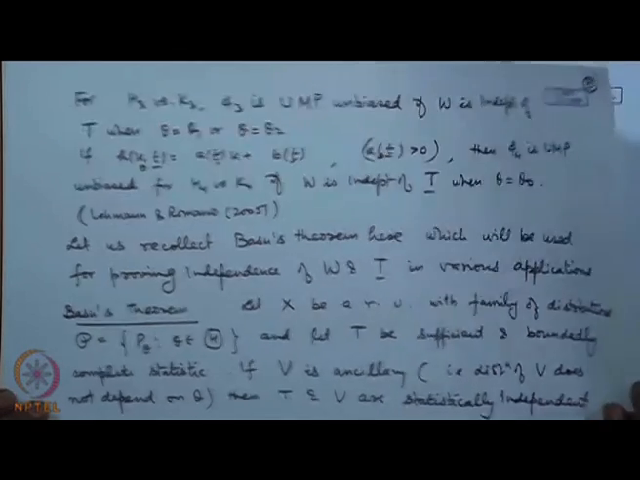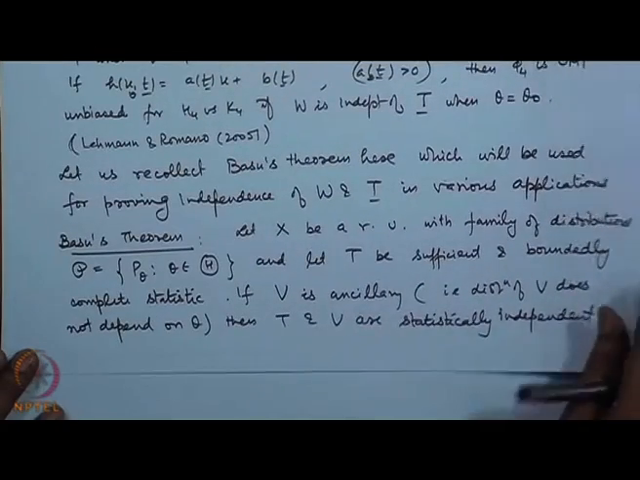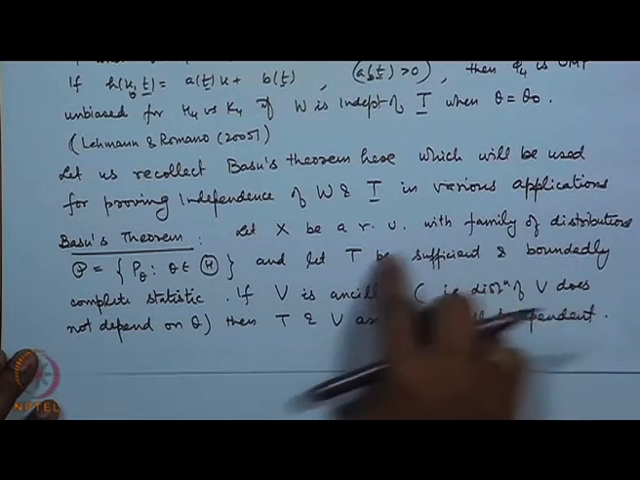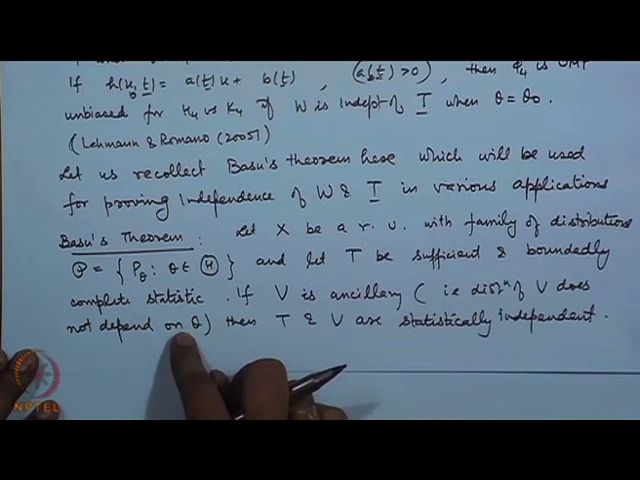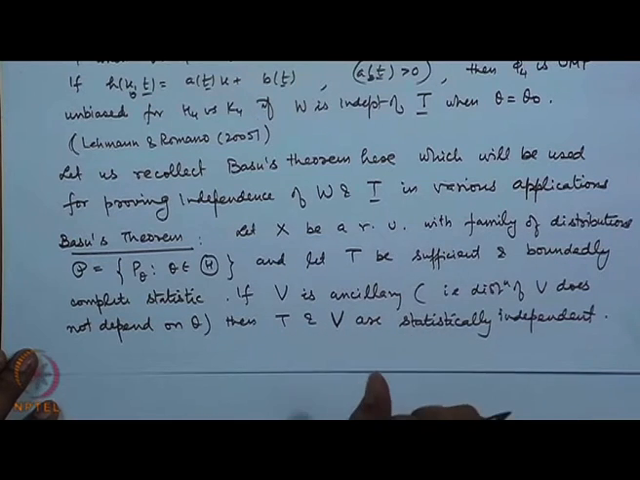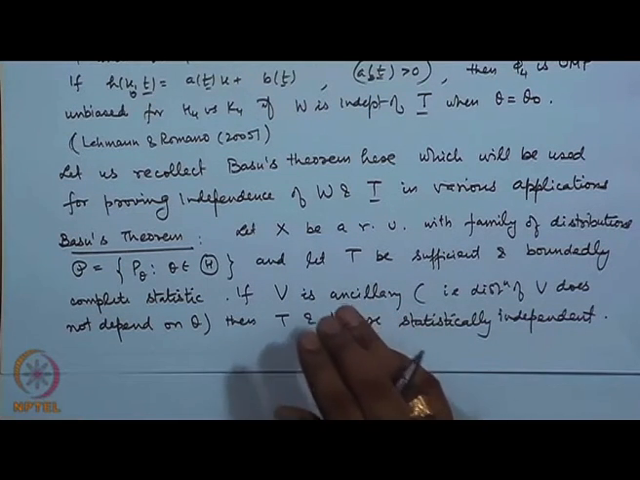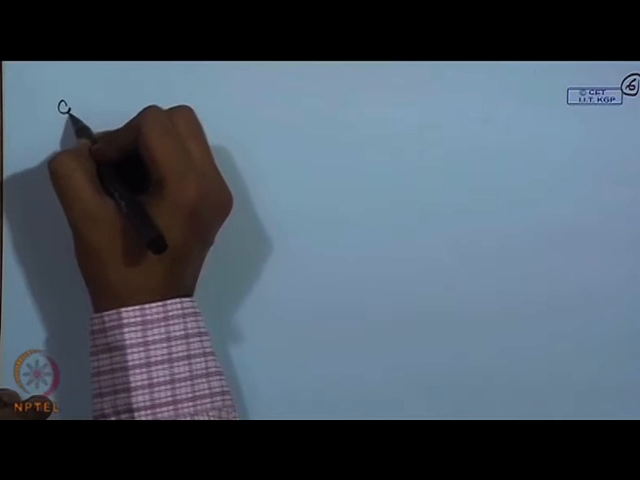So, what is important is that we should have one sufficient and complete or sufficient and boundedly complete statistic, and another one should have a distribution free from the parameters. If that happens, then T and V are statistically independent. So, in general we will try that W should be complete and sufficient, and then T should become ancillary or vice versa. As a corollary, we have the following important result.